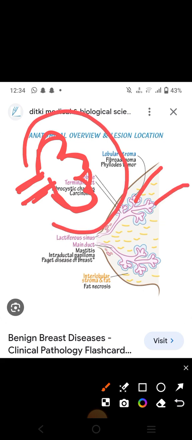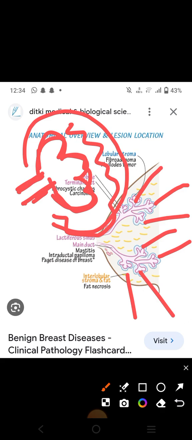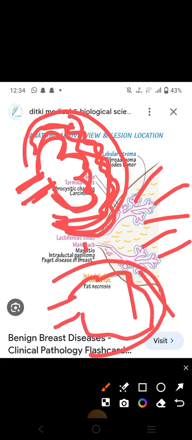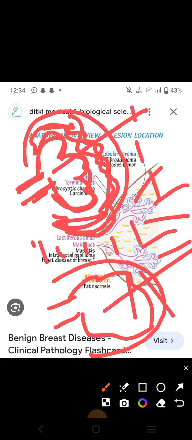Right here is a lobule, another lobule, another lobule. So the stroma present within this lobule is intralobular stroma. As you might already know, intra means within and inter means in between. Intra means within or inside this lobule, and inter means there is another lobule, and the stroma present in between this lobule and that lobule is known as interlobular stroma.